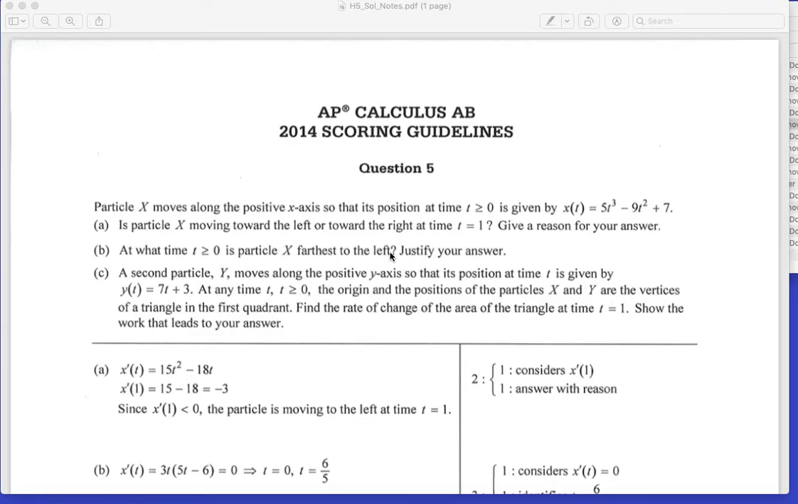Here is the solution to problem H5. This is a particle problem, a motion problem with a little bit of a twist. We have a particle that they call x, and they give us its position function, x of t. Part A: is particle x moving toward the left or the right at time equals 1?